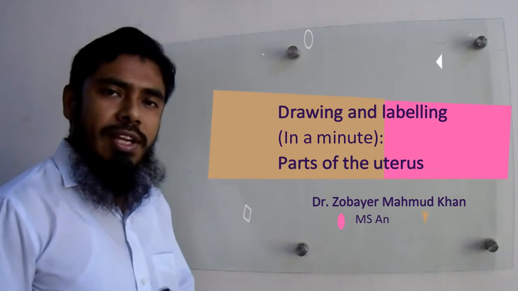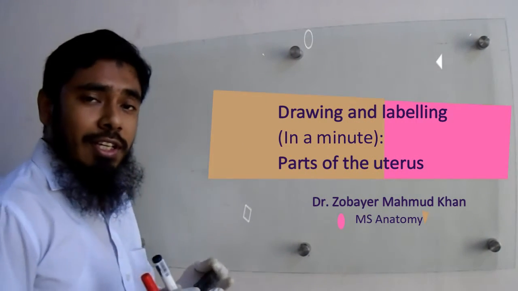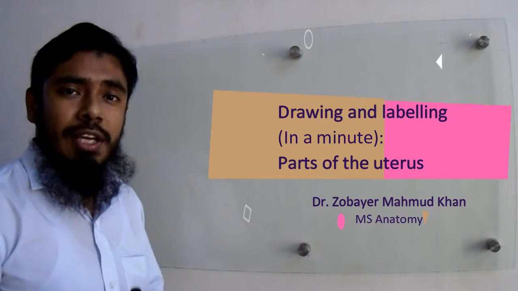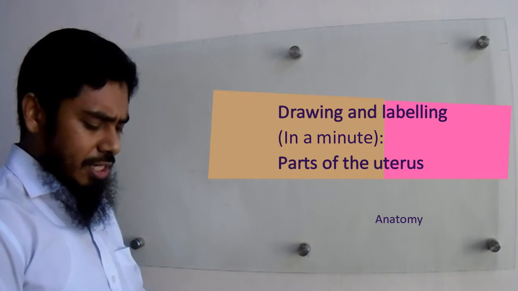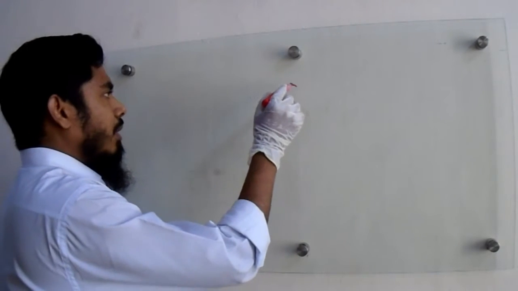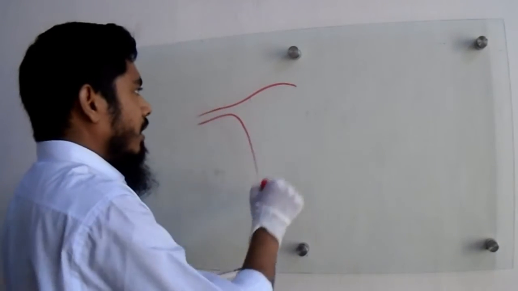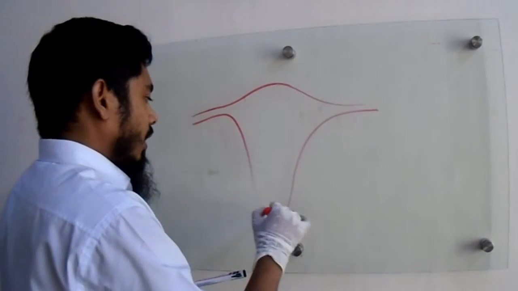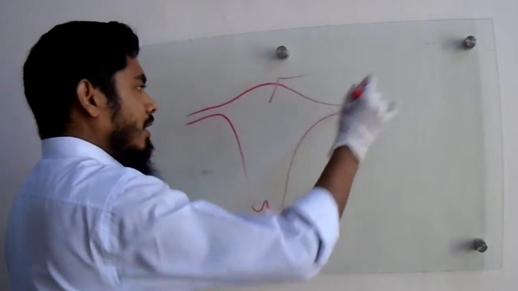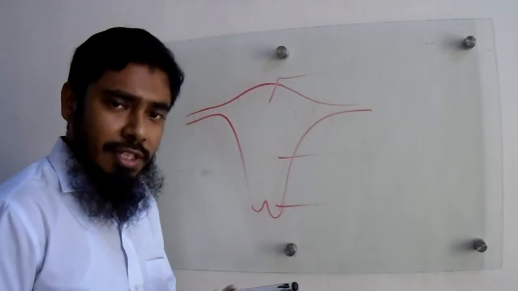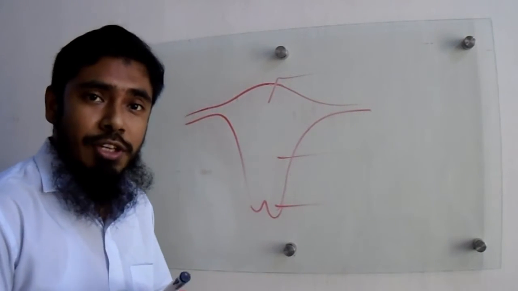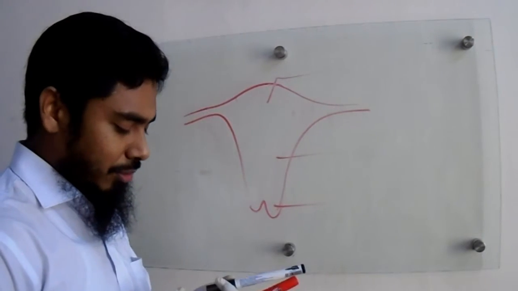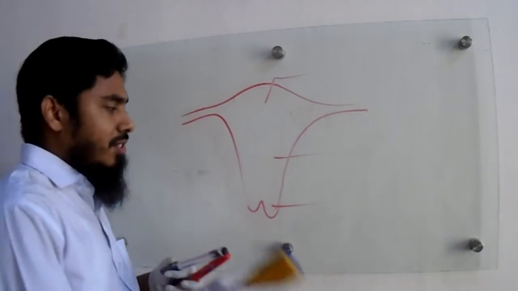Dear students, in your exam khata, you have to draw and label the parts of the uterus. Okay, and you are very fond of drawing the uterus like this. Okay, you have drawn here and then label it. But from now, you will draw according to the scientific method. How? Let's see.